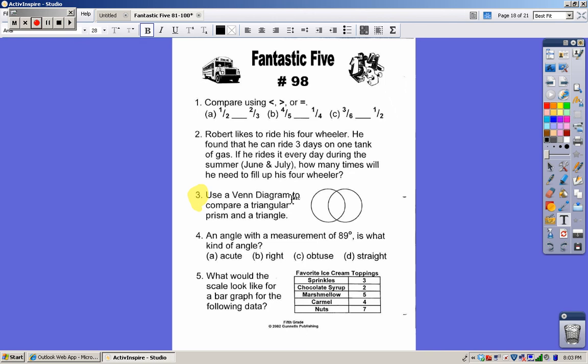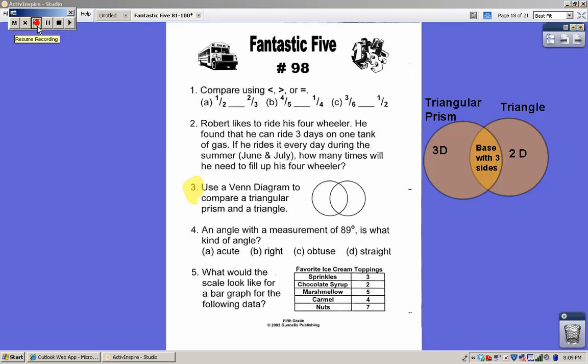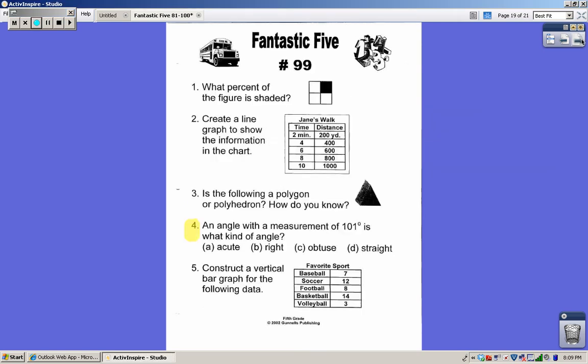Use the Venn diagram to compare a triangular prism and a triangle. Okay, I went ahead and drew the Venn diagram over here. Triangular prisms are 3-dimensional. They have 3 dimensions, a length, a width, and a depth. And a triangle only has 2 dimensions, a length and a width. But they both have 3 sides for their base. Their base has 3 sides.